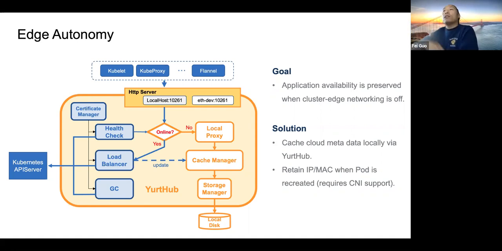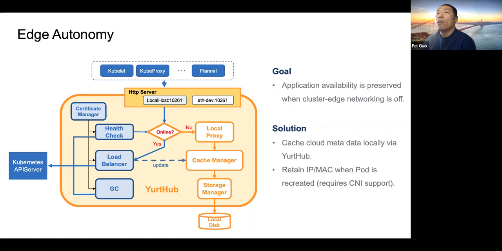So if you look at the diagram, any node components, we intercept all the network requests to the port number 10261, which is the API. So every time the node component tries to access the API server, the YurtHub will see if this API server is online or not.